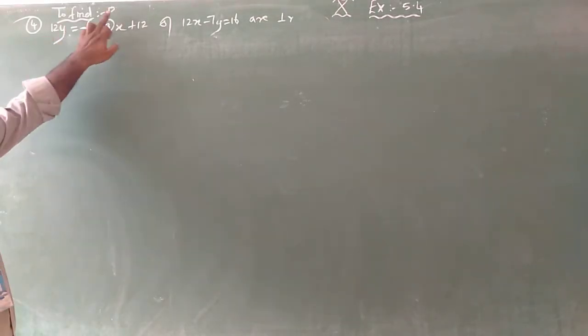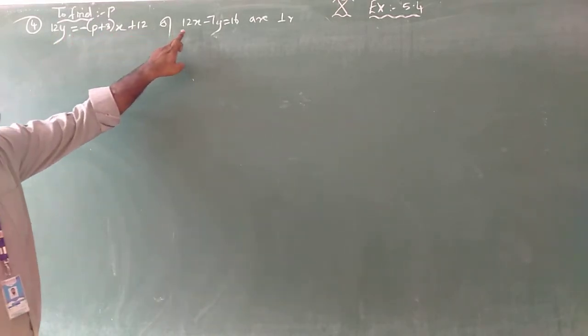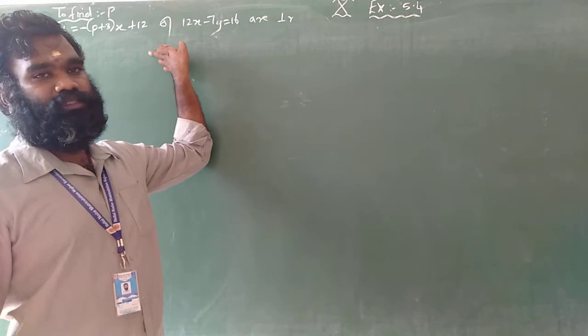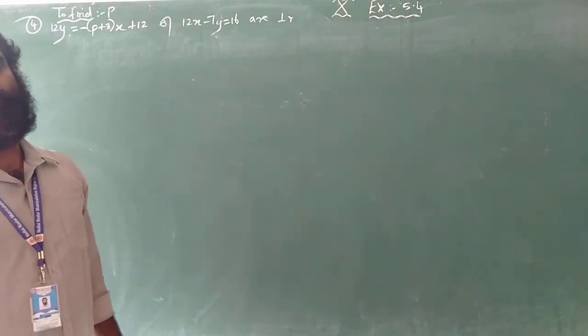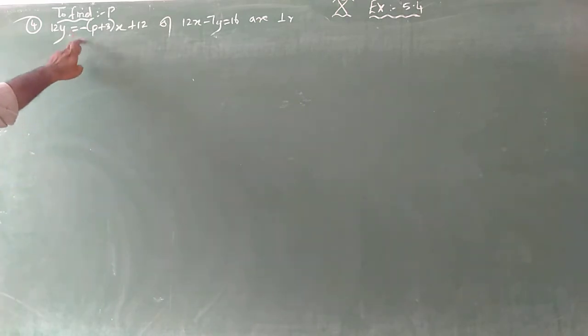For the sum to find b: 12y is equal to minus (b + 3)x + 12, and 12x minus 7y equals 16. These two lines are perpendicular. We know the condition of perpendicular: m1 m2 is equal to minus 1. So first, find the slope of this line.